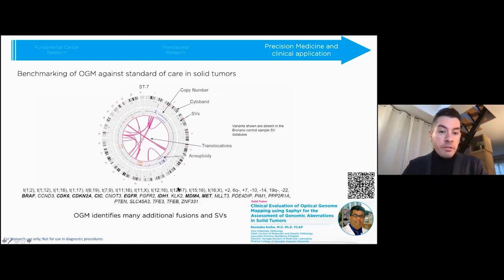But many other variants, structural variants, copy number variants, many translocations, completely unsuspected, were found, and many of them impacted well-known oncogenes or tumor suppressor genes like BRAF, EGFR, or CDKN2A. And this is really illustrating the importance of looking at those structural variations and having this genome-wide analysis done at high coverage thanks to optical mapping.